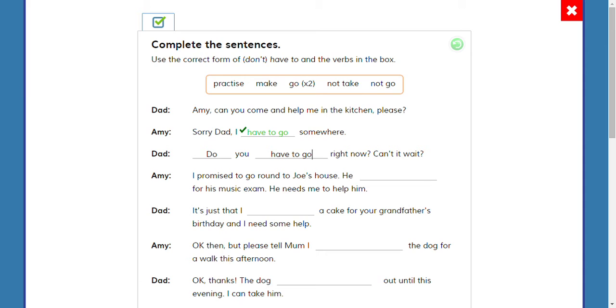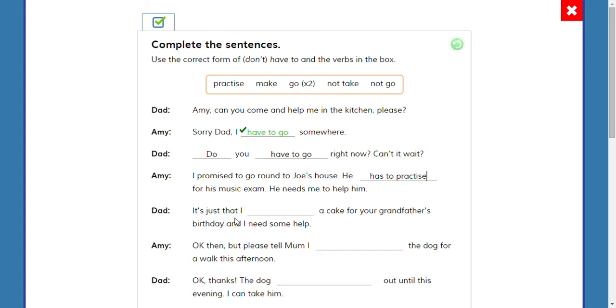Can it wait? I promise to go round to Joe's house. He for his music exam. He needs me to help him. Could be practice. Yes, he has to practice for his music exam. He needs me to help him.